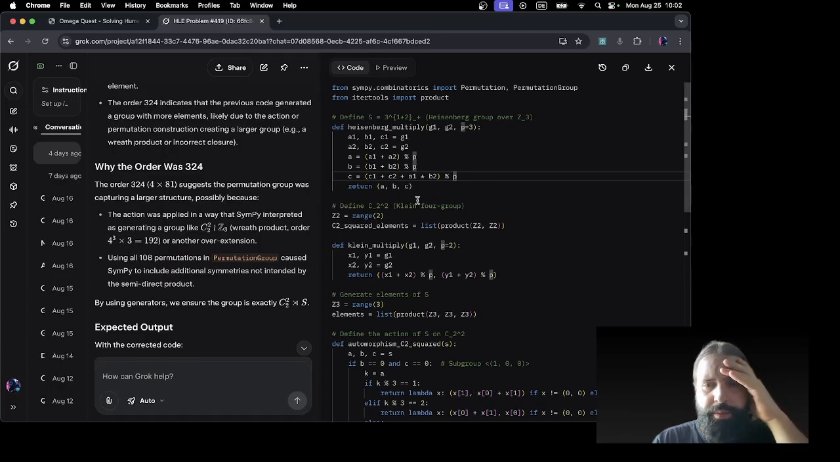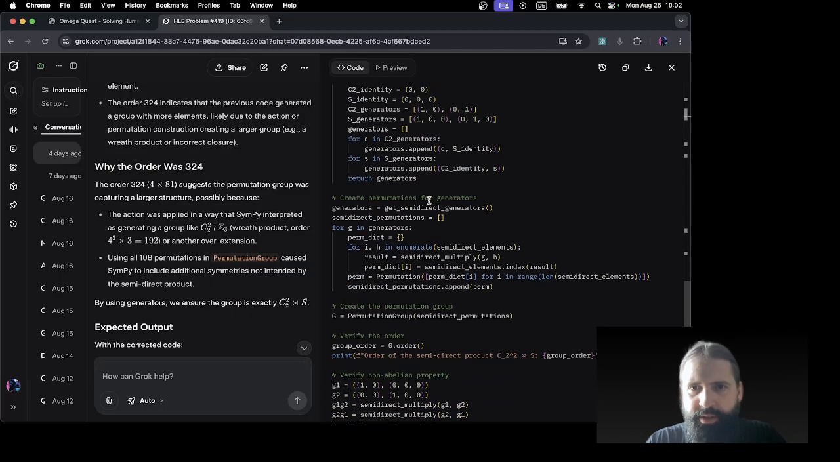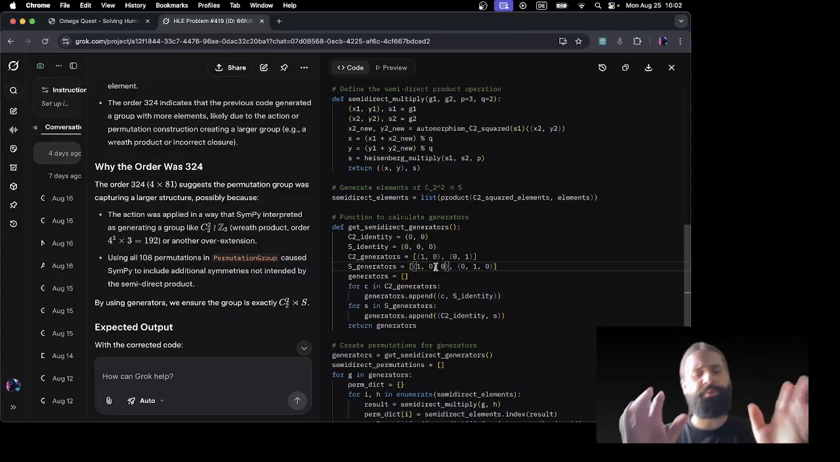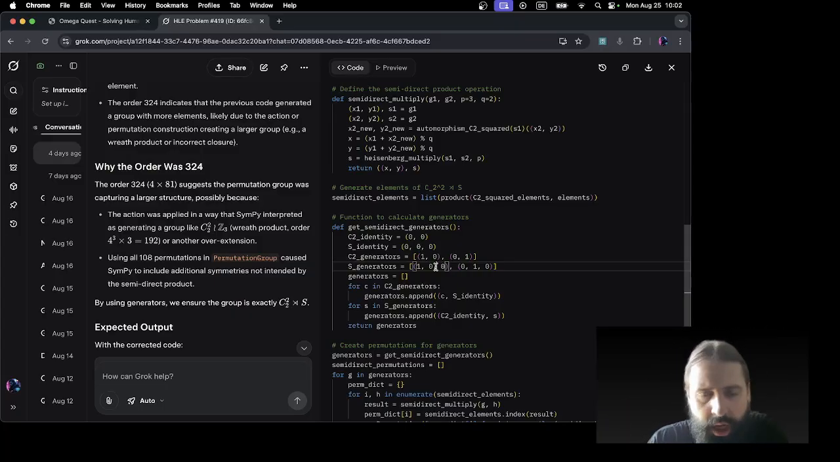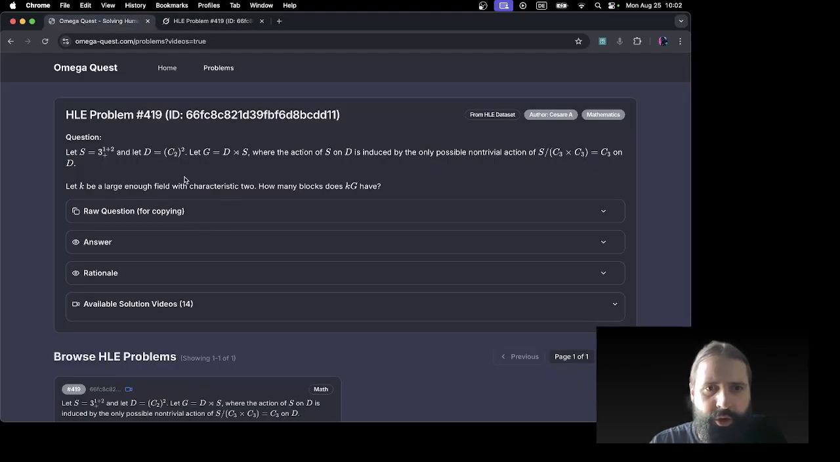Now I remember there's one thing which I was not happy with, which is the function to calculate generators, right? The fact that it's just picking these as generators, and I'm not sure I follow the logic. So that is potentially a place for mistakes. This is definitely a blind spot that I want to make sure I dig into later.